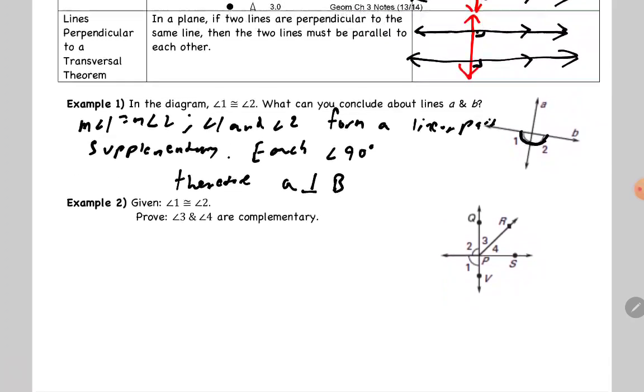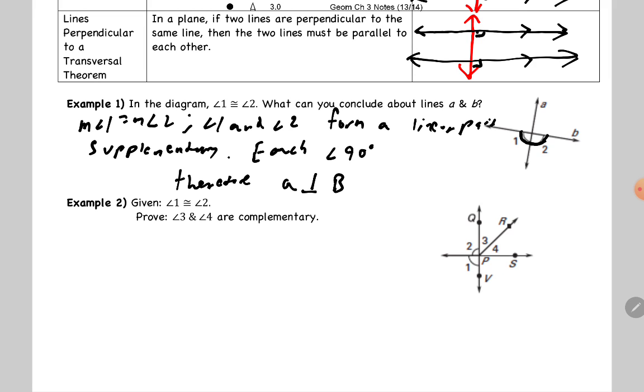Okay, proof time. Angle 1 is congruent to angle 2. Prove that angle 3 and angle 4 are complementary. Okay? So we're going to use what we basically just did in example 1 for the most part.